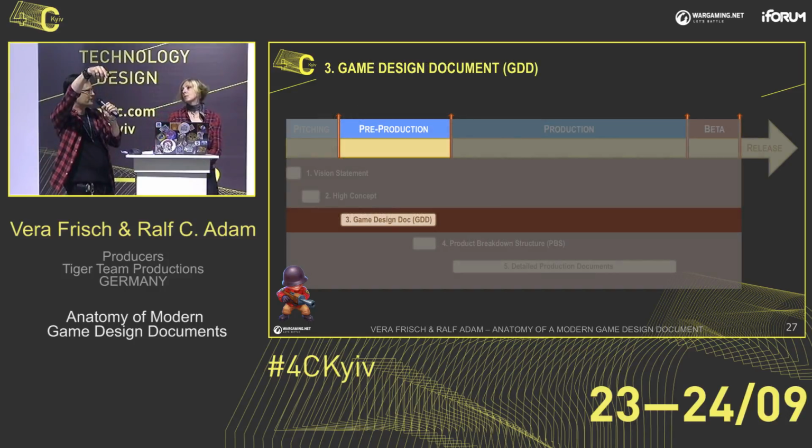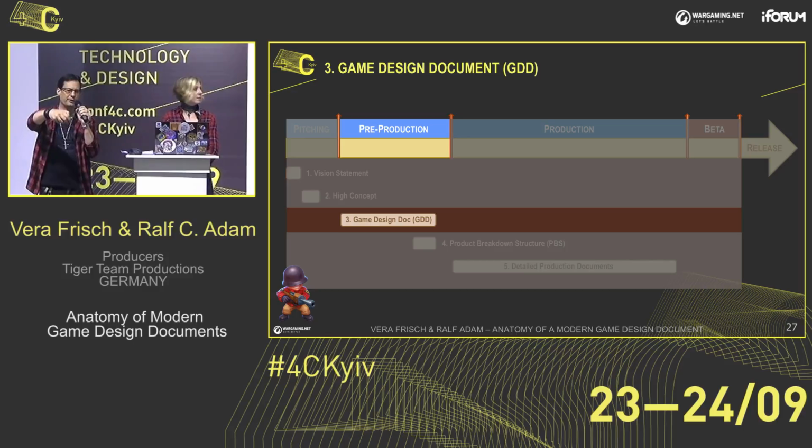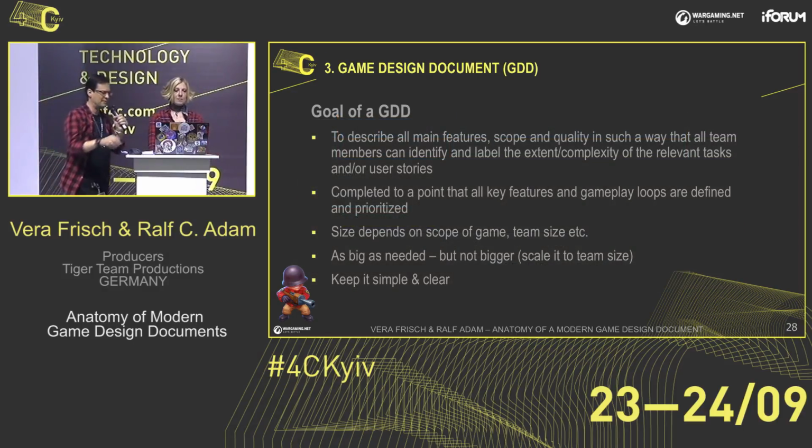So then we get to the next phase, and this is maybe the more important and more interesting one. This is the game design document, and as you can see, this is created during the pre-production. The goal of the game design document that you create during the pre-production, and it's very frequently, if you go to Gamasutra or anywhere else, called the GDD, game design document. The goal here is to really describe all main features, the scope of the game, the quality, and the reason why you're doing that is you need to define the game in that document in a way that everyone in your team can estimate his tasks.